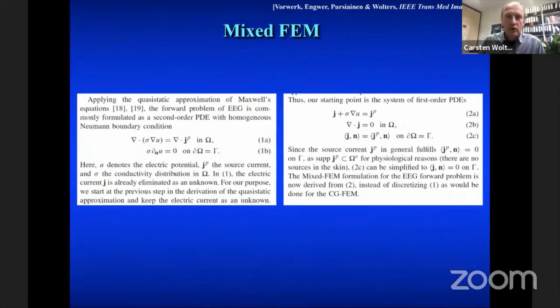One further approach is the mixed FEM approach. And in the mixed FEM approach, already from the beginning on, a different problem is solved. So this was the problem, the quasi-static approach that we now solved in all of these results that I presented to you.